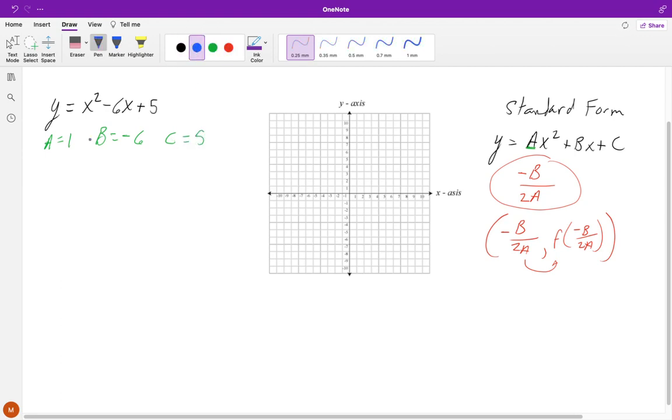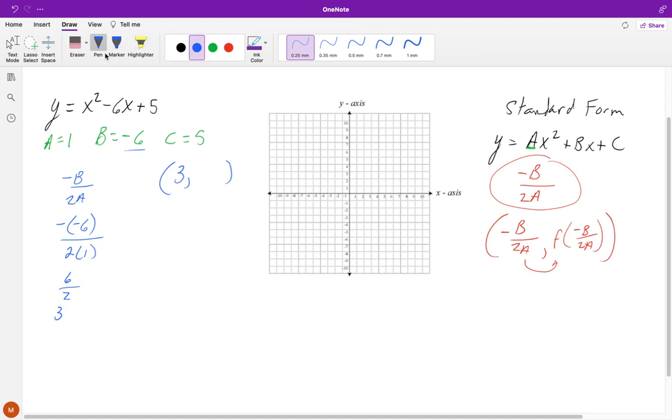So in this case, if I want to find our vertex, the first thing we need to do is plug it into -b over 2a. Well, it's now going to be negative of -6 over 2 times 1. So now this is going to be 6 over 2, which is 3. So I know my vertex now has the x value of 3.